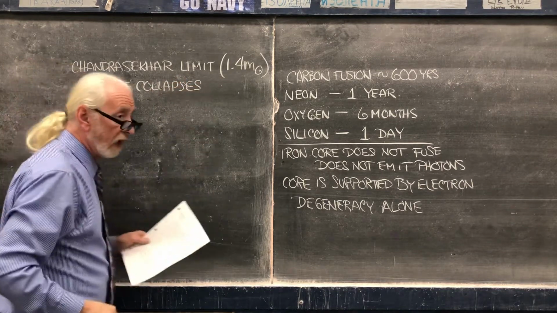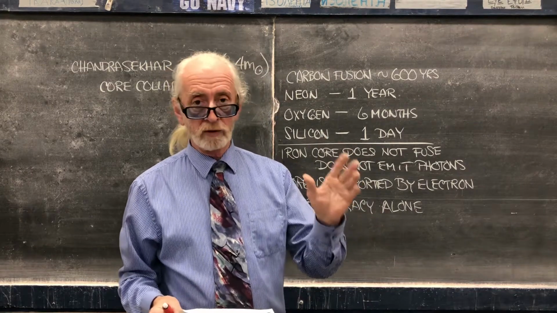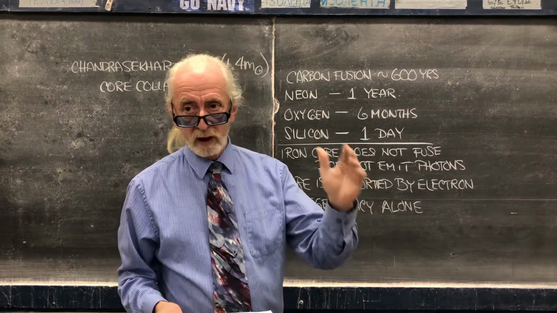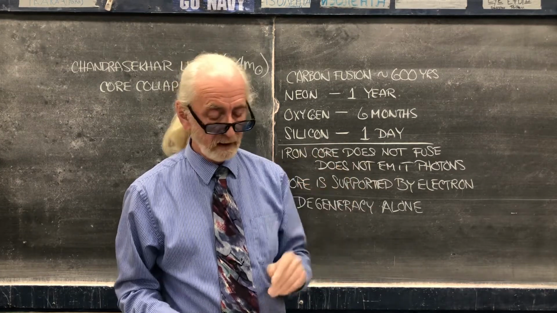That is to say, the iron core collapses. And remember, what happens with core collapse after reaching the Chandrasekhar limit? The whole thing blows. Next page.